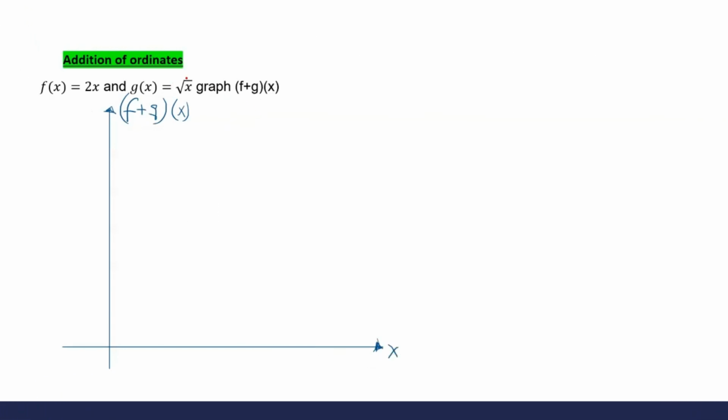Addition of ordinates is addition of y values. So in this case we have f of x is 2x and g of x is square root of x. So we are trying to find the summation of the y values. Now if we form a table of values, which is a lot easier than adding the y values and graphing it, that makes things a lot easier.